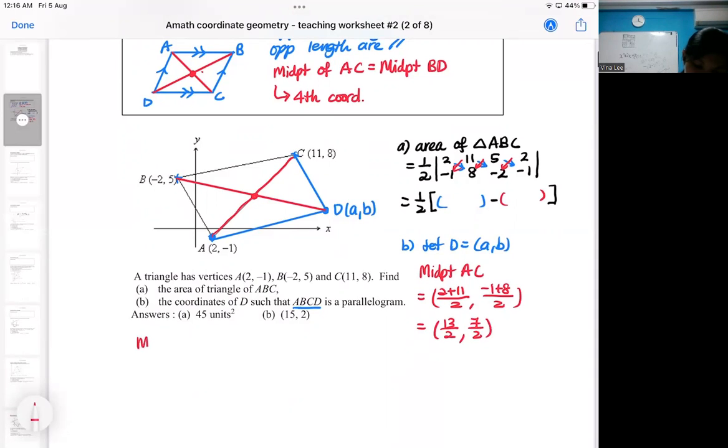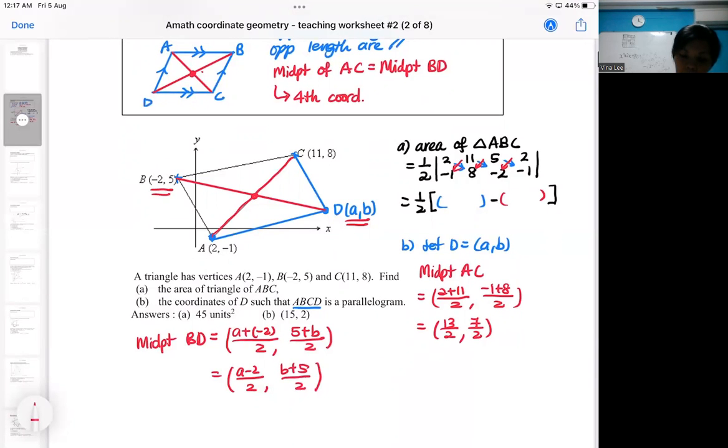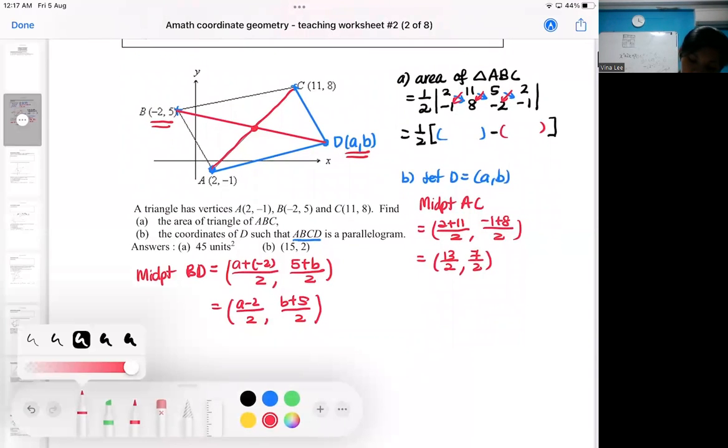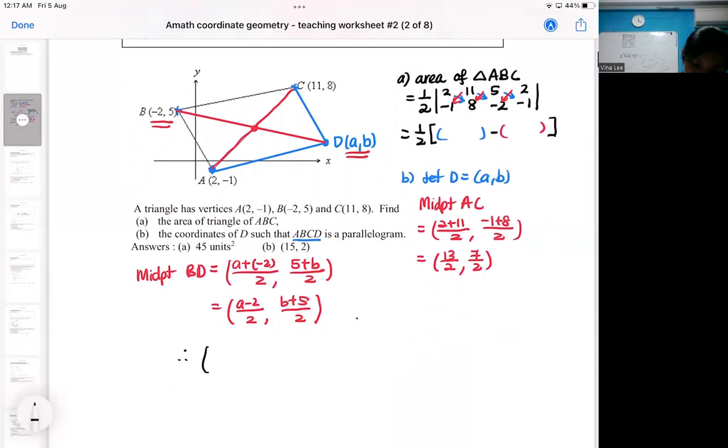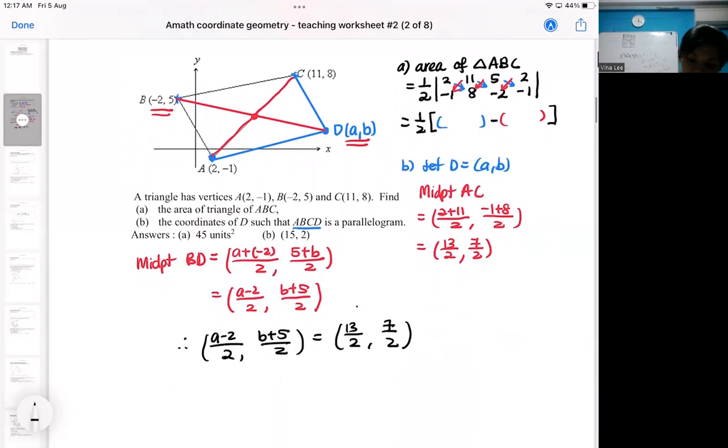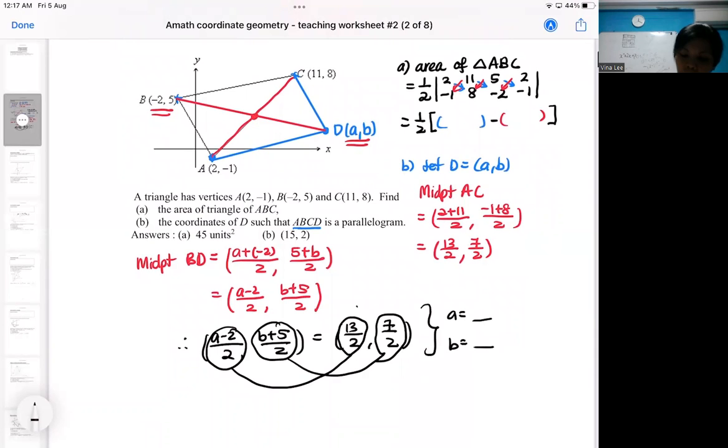Then you also work out the midpoint of BD. There is an a and b here, so you also share the X and share the Y. Because the midpoints are supposed to be the same, now you compare with the midpoint of AC: compare the X with the X, the Y with the Y, and see what you get for a and b. That will be the coordinates of D.